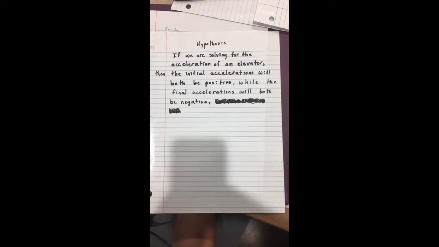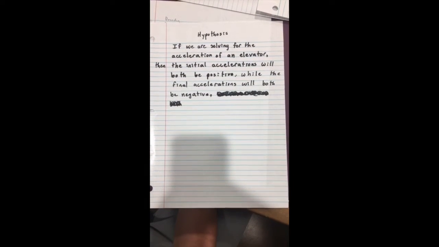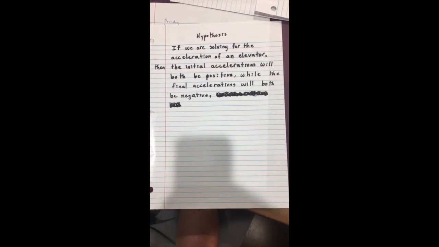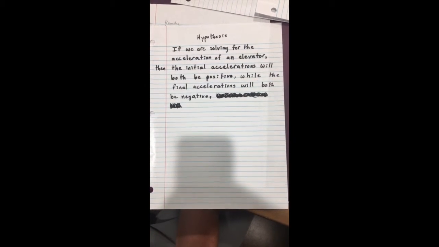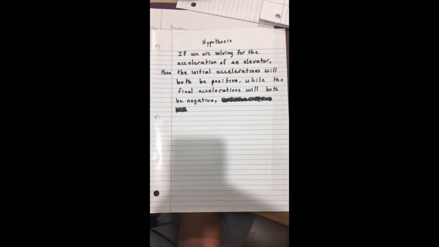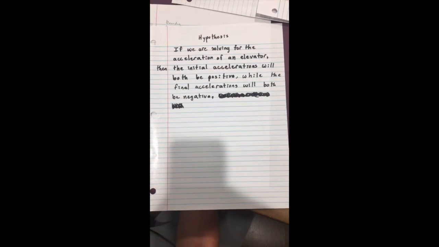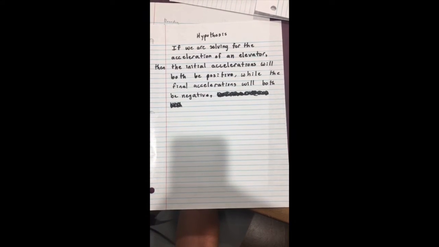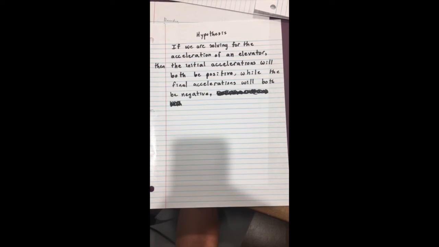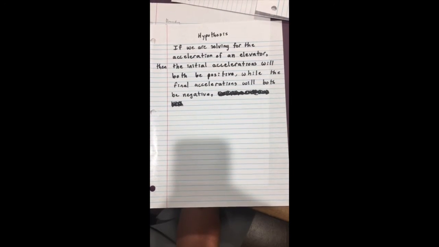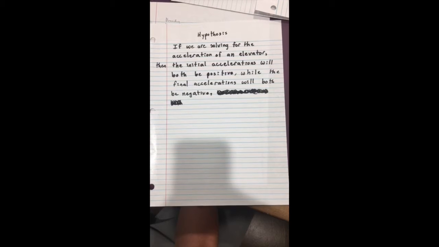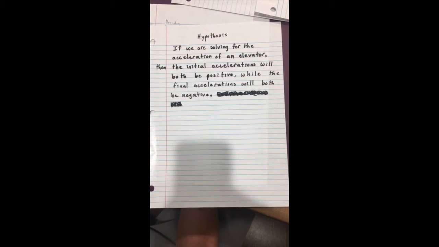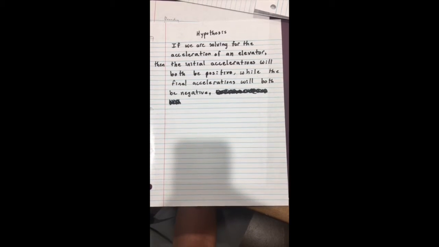Alright, and so looking at our hypothesis for this experiment, if we are solving for the acceleration of an elevator, then the initial accelerations will both be positive, while the final accelerations will both be negative. And we know this because for the initial accelerations, the normal force will be greater than the force of gravity, leading to a positive acceleration, while for the final accelerations, the normal force will be less than the force of gravity due to the lighter mass, and this will lead to a negative acceleration.